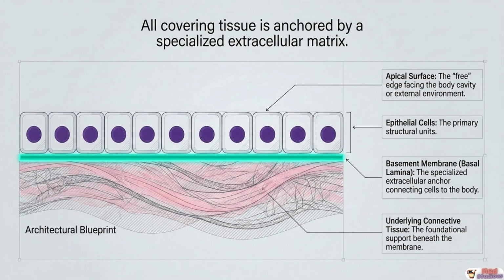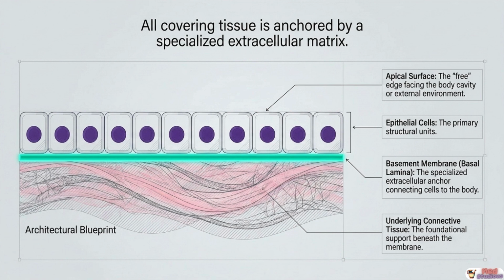Now that we understand what epithelium is, let's examine its architectural blueprint, how it is physically organized, and how it connects to the rest of the body. Every epithelial tissue has the same fundamental structure. At the top is the apical surface, the so-called free edge that faces outward, either toward a body cavity, a hollow organ lumen, or the external environment. This is the functionally active face of the cell.